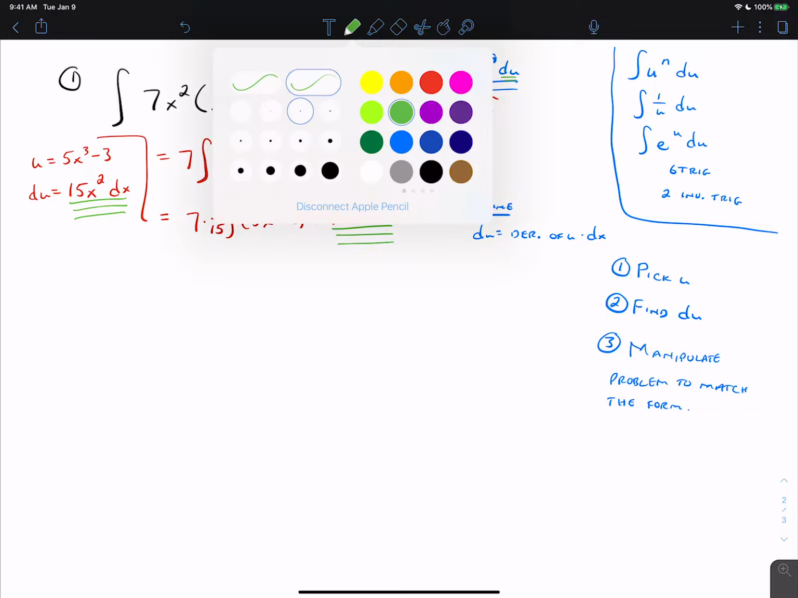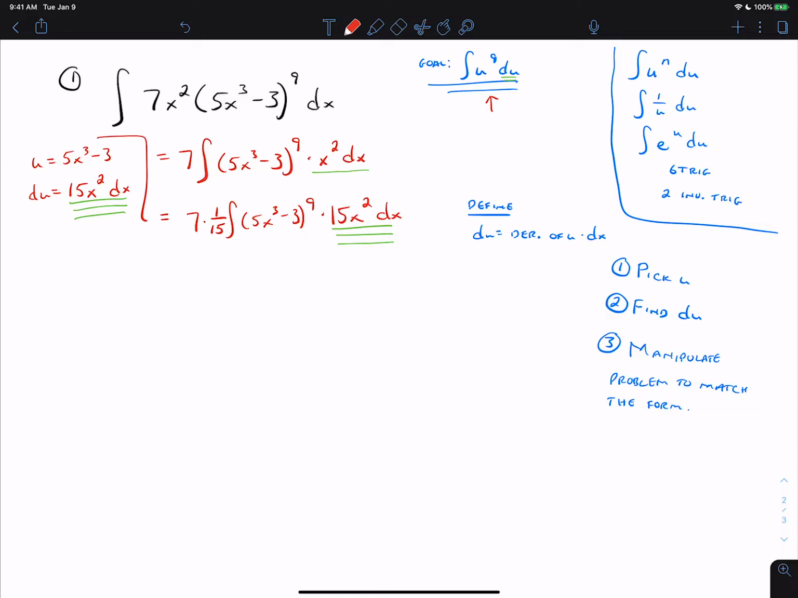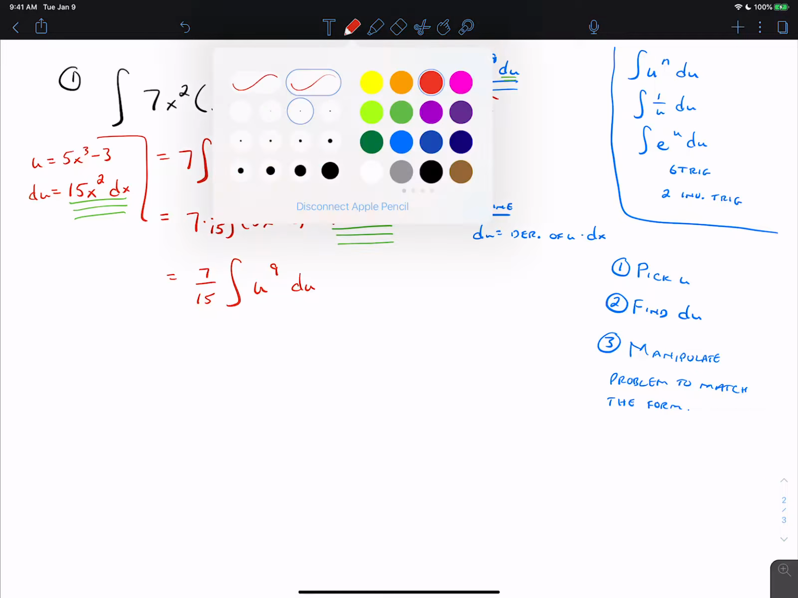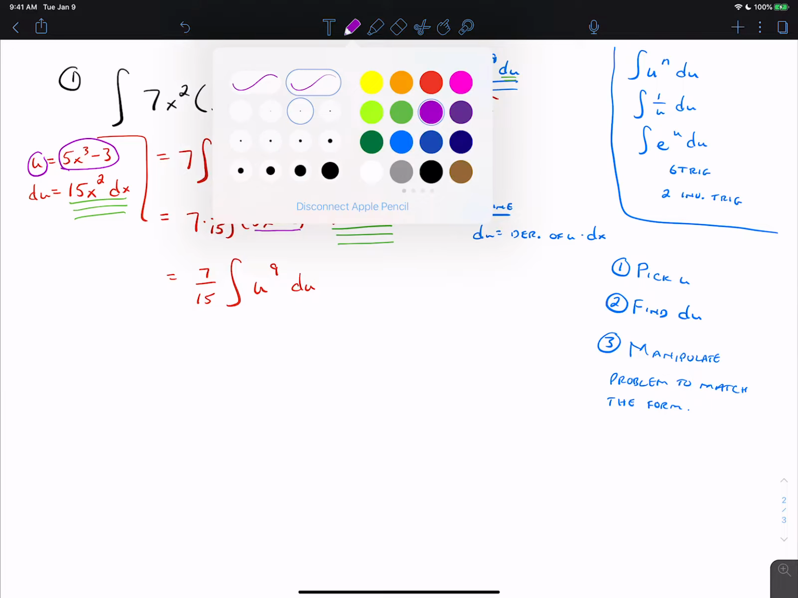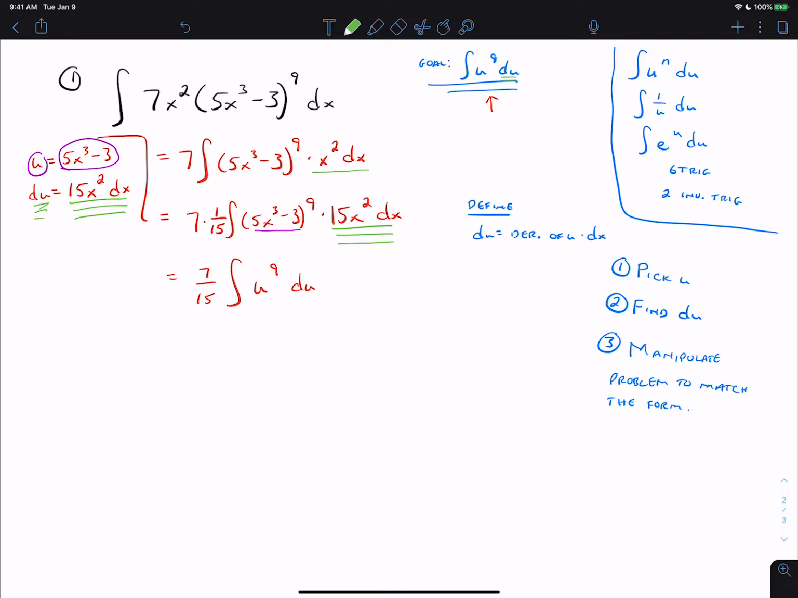So if you look closely, I've got u to the 9th du, and I can rewrite the problem that way. So I can go ahead and multiply 7 times 1/15. This is u to the 9th, and this last part's du. And let's just kind of go through and circle that. So the u here is the same as the u here. The du that I've got triple underlined is the same as du here. And so I'm replacing those there. So I've got the u here, and then I've got the du here.